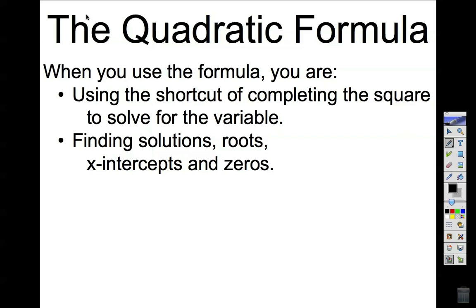And if you use the quadratic formula, pretty much you are using the formula to find solutions, roots, x-intercepts, and zeros. All these four words are mathematically synonyms: zeros, x-intercept, solutions, and roots.